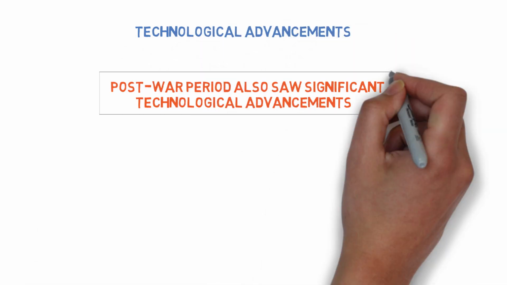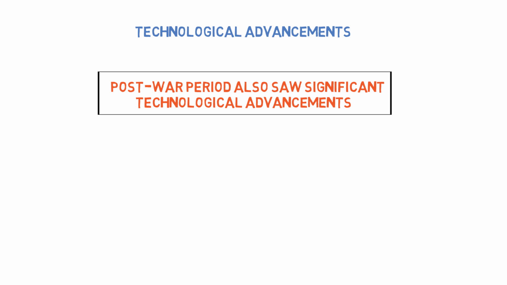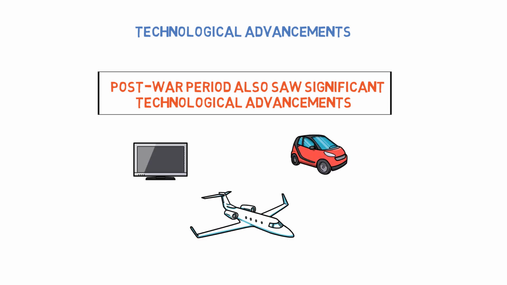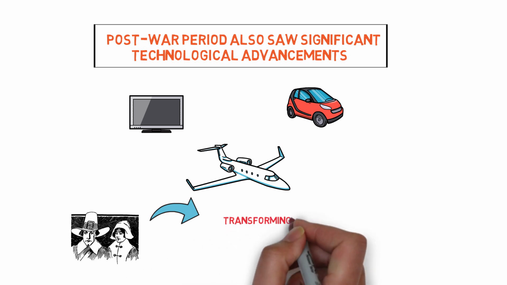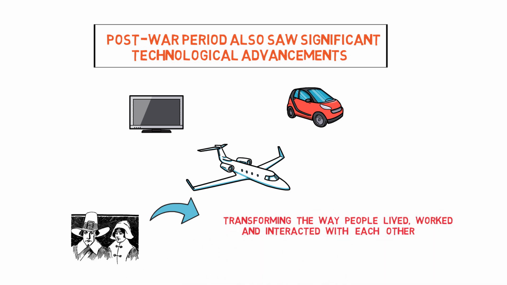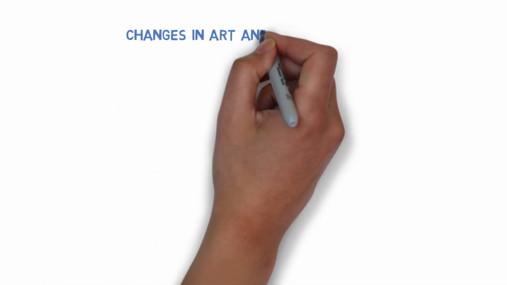Technological advancements. The post-war period also saw significant technological advancements, with new technologies such as television, automobiles, and airplanes becoming more widely available. These innovations had a major impact on American culture, transforming the way people lived, worked, and interacted with each other.